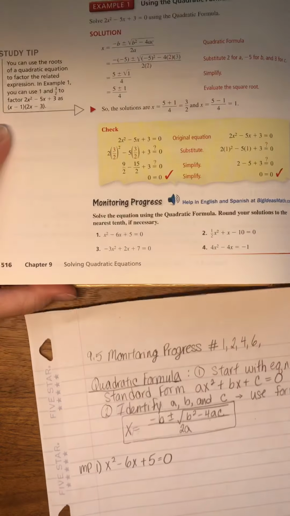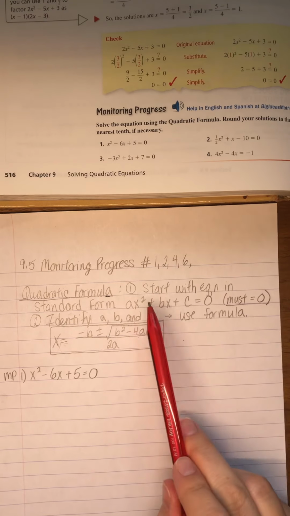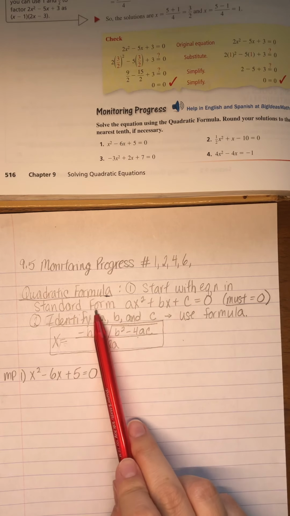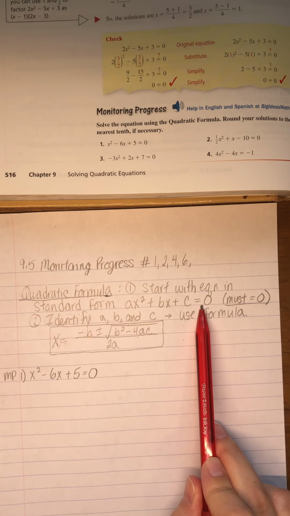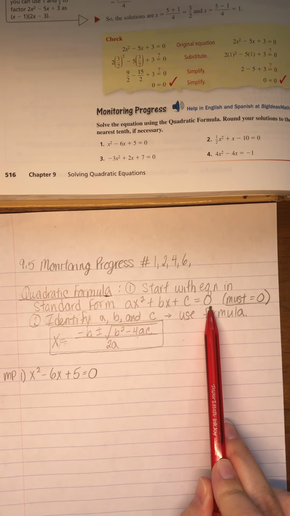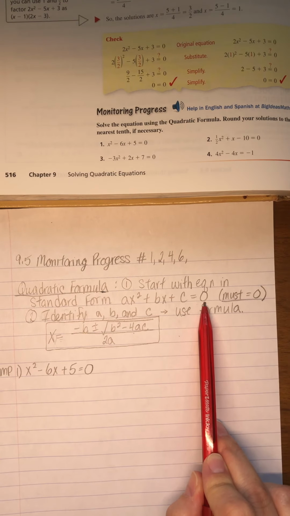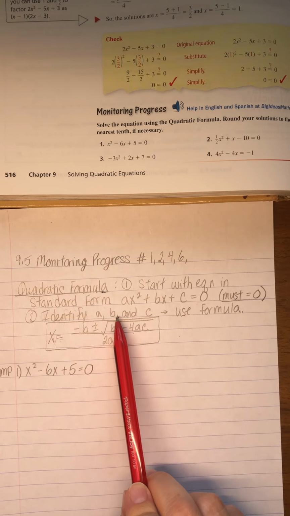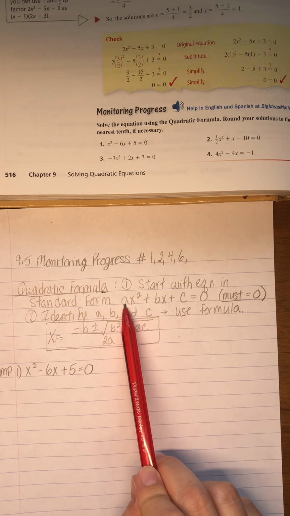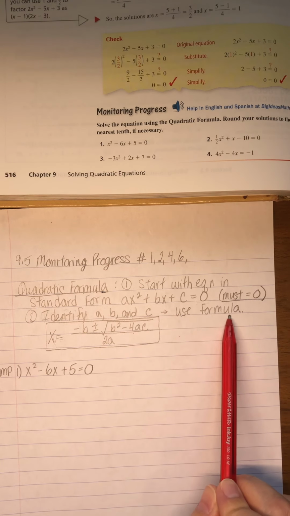The first thing that I want to state here is that we want to make sure our first step is to start with our equation in standard form, and it has to be equal to 0. ax squared plus bx plus c equals 0. Once we have our equation in the right form, then we're going to identify the a, the b, and the c from the equation that we have, and we're going to plug it into our quadratic formula.